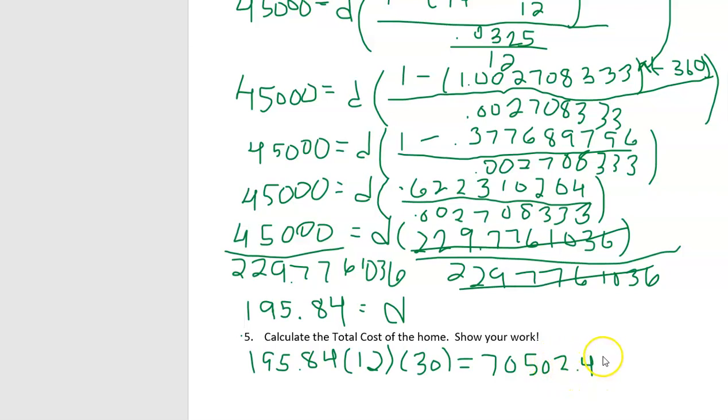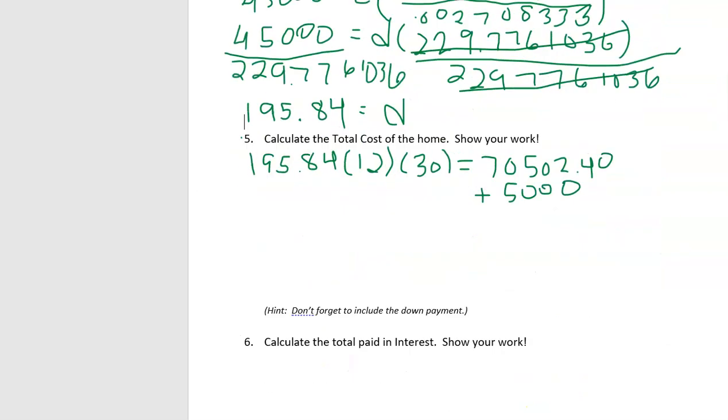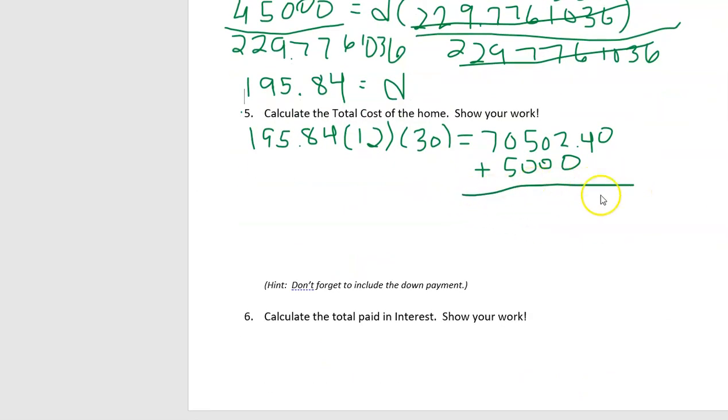And then let's not forget that we had a down payment. That's also part of the total cost of the home. So we paid $5,000 down. So the total cost of this home will be $75,502.40. Now you're probably going to get significantly more when dealing with a bigger price than $50,000, so realize that yours may be quite large.